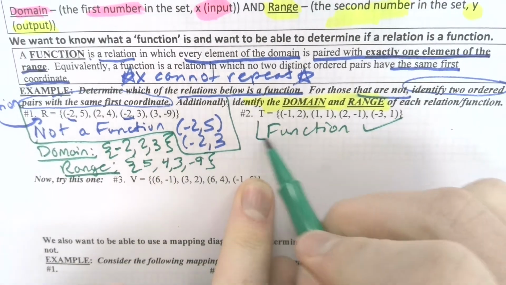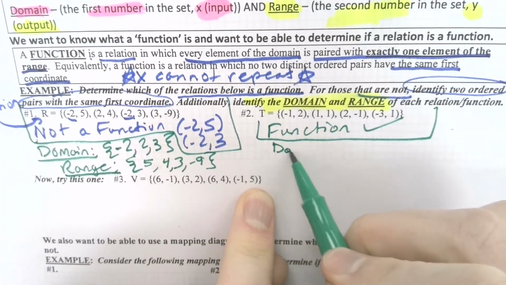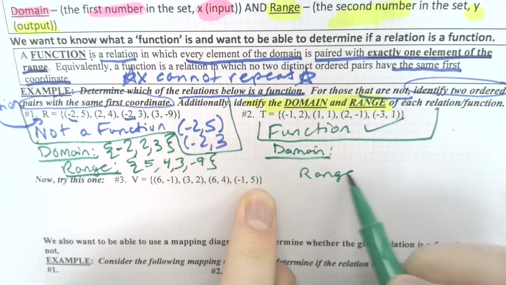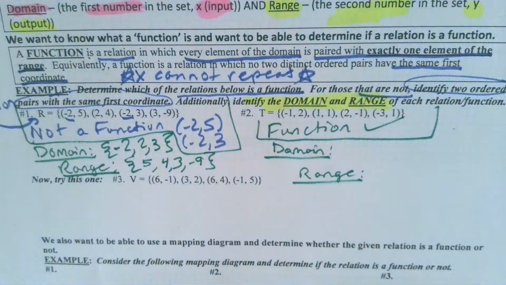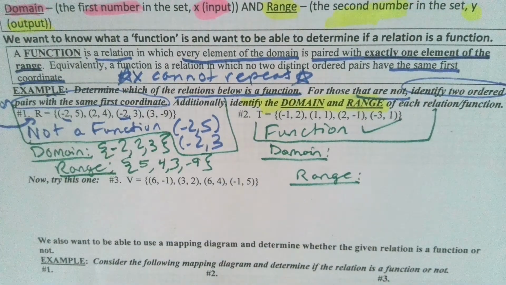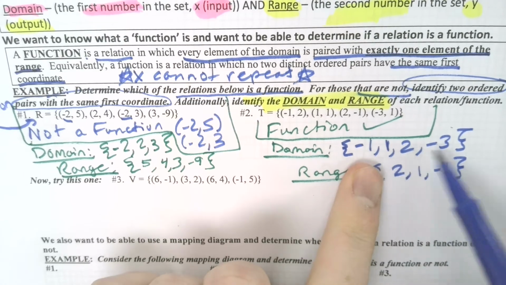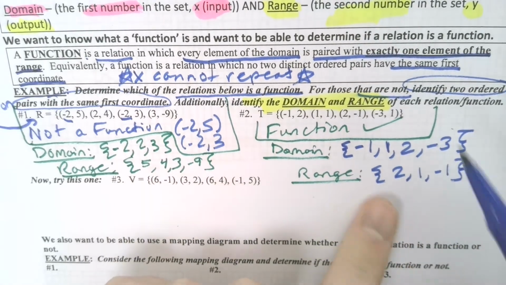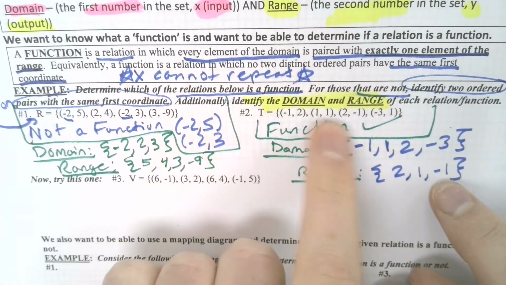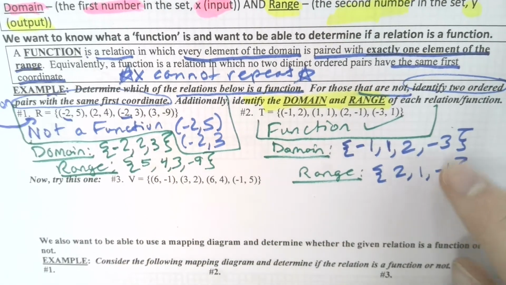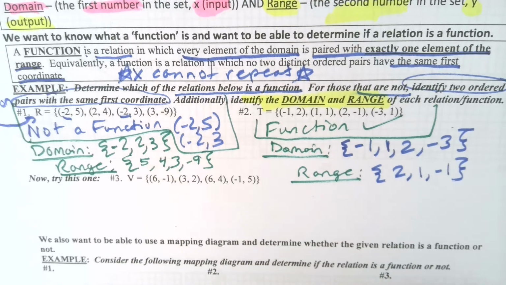But now I'm going to let you guys give me the domain and the range. You can go right ahead. See if you can do both of those. All right, so here's our domain. Here's our range. We can see that the range repeats. 1 shows up twice. So that's why our range has 1 fewer return than the domain. But we don't care that the range repeats, as long as the domain doesn't.